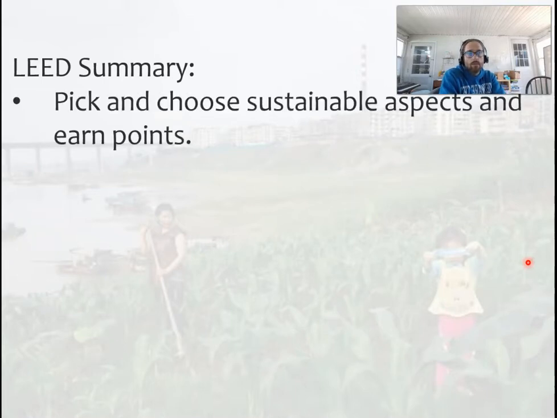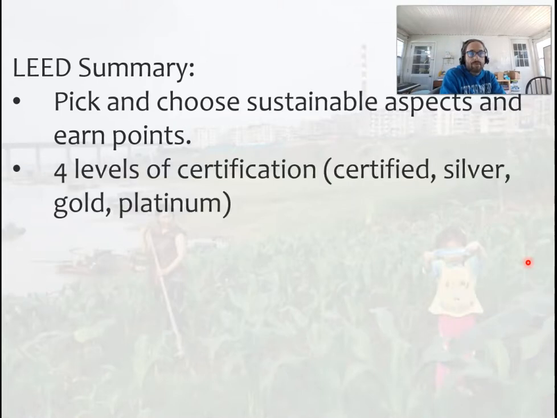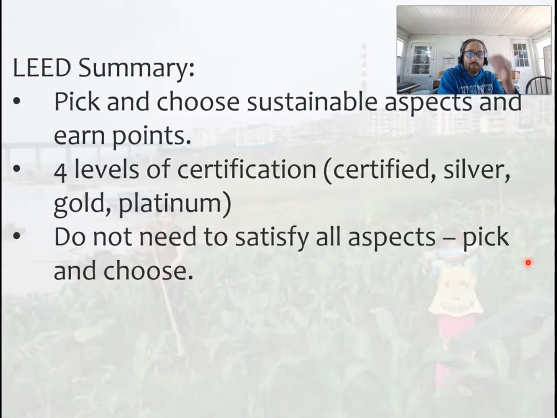So to summarize for LEED, remember you pick and choose which aspects to address. Then you earn points, and then you get your level of certification after they total up all your points. Kind of one of the drawbacks is you do not need to satisfy all aspects. So if you're really into fully holistic sustainability, this is not necessarily the best one. Because you can stop at certified, and not even address water use or non-toxic materials. You can have all these VOCs poisoning the air in your building, and you can still get a LEED certification. Like that's not truly sustainable, right? So it's not as holistic as some of the other ones.